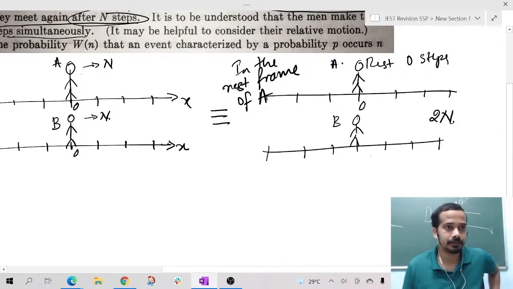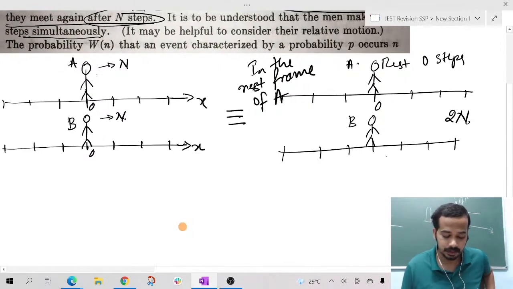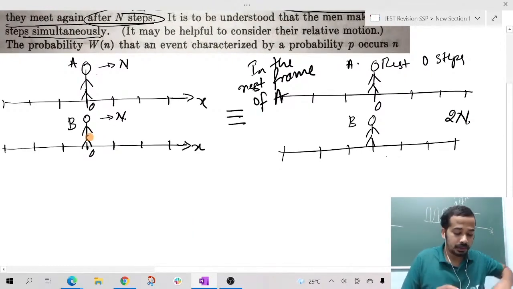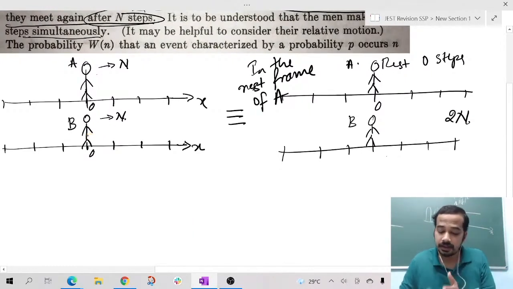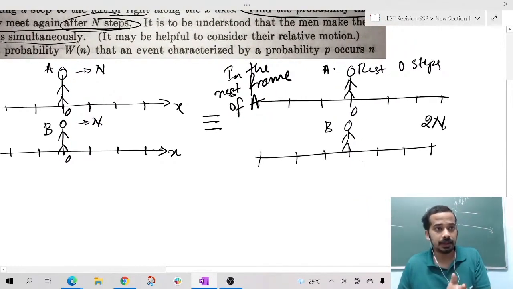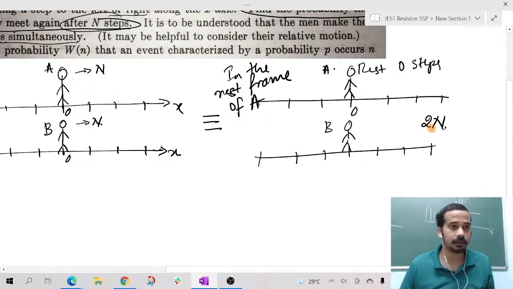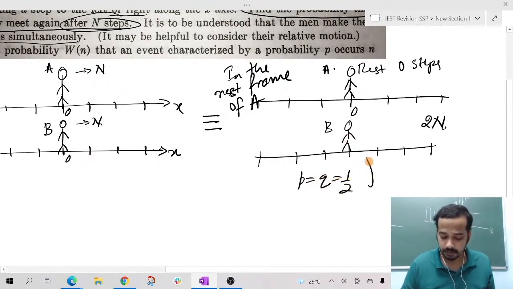Quickly reply. Is that okay? Yes, sir. Both of them taking steps simultaneously is equivalent to one of them being at rest and the other taking 2 steps, so the total number of steps taken is 2n. Is that okay? And again, each of the steps is random. That's why P equals Q equals 1/2 for him. Is that okay?